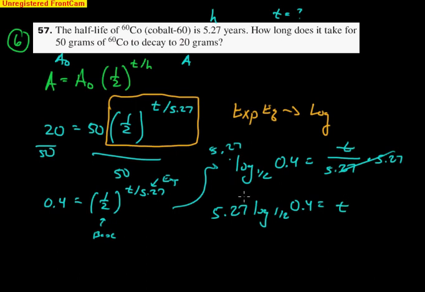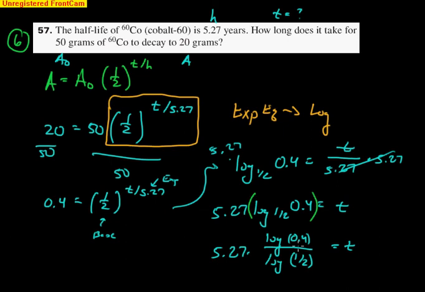And now how am I going to handle this right here? Well, I have to use the change of base formula. The 5.27 goes on the outside, and on the inside we do log of something over log of something. And you have to remember, with change of base, the base goes on the bottom. So 1/2 is on the bottom, 0.4 is on top. I would suggest you do the log part first. So log of 0.4 divided by log of 1/2.